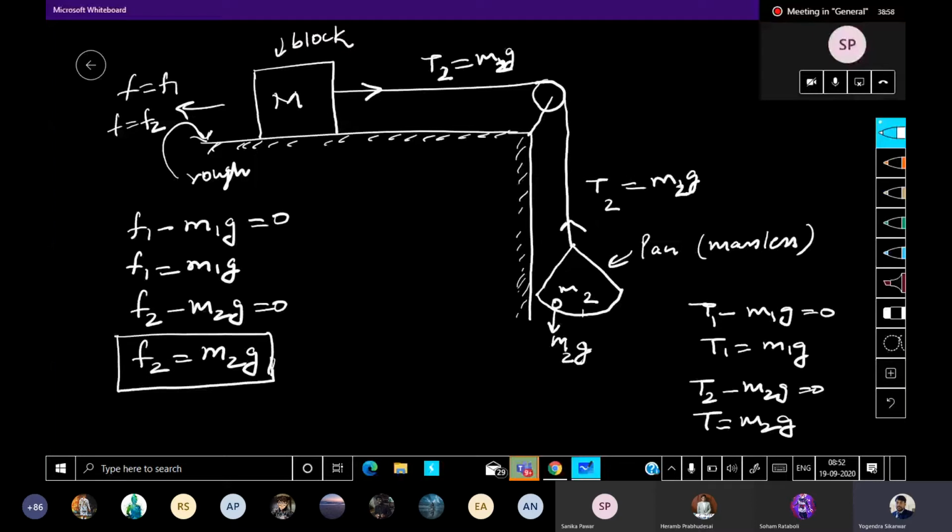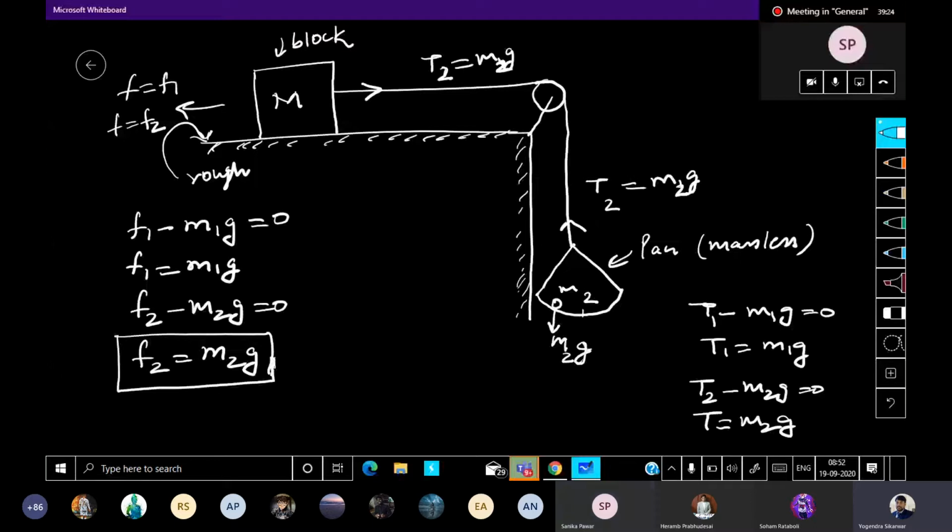So by doing so, what is F2? F2 is friction at that moment. Okay, sir. Friction is also changing, no? So to the right it is T2 is equal to M2G, no? Yes. Now it is T2 is equal to M2G.